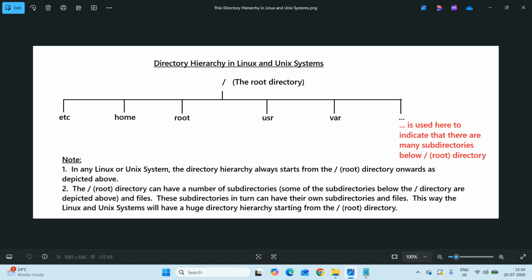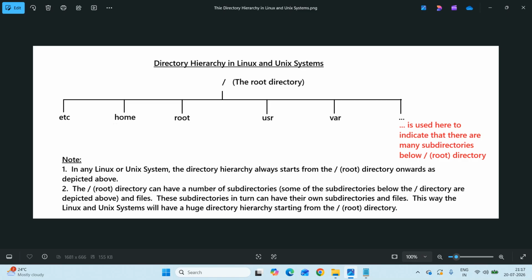etc is a subdirectory that resides below the root directory. In addition, the root directory will have a number of other subdirectories like home, root. This is ROOT. The word root, people, there is a subdirectory with the name root below the root directory, that's the forward slash, and this subdirectory with the name root is the home directory for the root user in case of Linux and Unix systems.